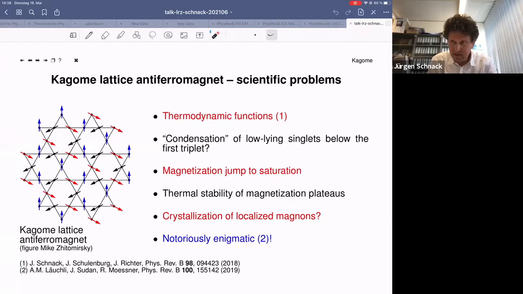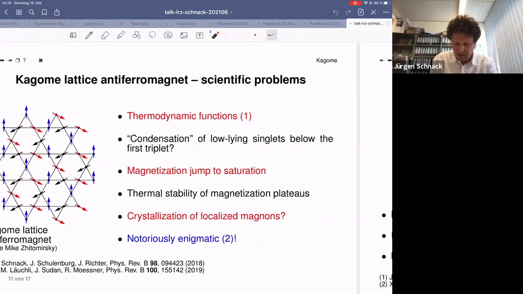And we also have no idea, or very little, on thermodynamic functions. People believe, from an analogy to classical physics, that there should be a macroscopic number of low-lying singlets below the first triplet, and they are expected to condense. We know already that the magnetization jumps to saturation. That can be proven and was done by us. The magnetization curve at zero temperature also features plateaus; the question is how stable are they against thermal fluctuations? So if you increase the temperature, what's left over? And then another hypothesis concerns the crystallization of localized magnons below the saturation field, and I come to that in my talk.